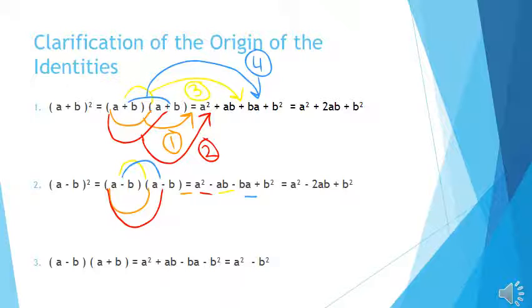Last but not least, (a − b) multiplied by (a + b) after expanding will give us a² + ab − ba − b², and ab and −ba cancel, equal to 0. So a² − b² is the final answer. So the third identity is also verified.